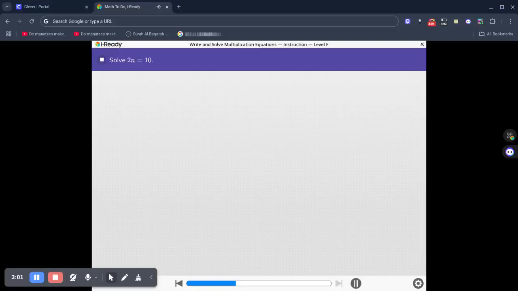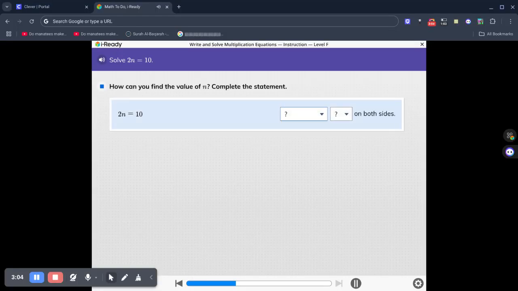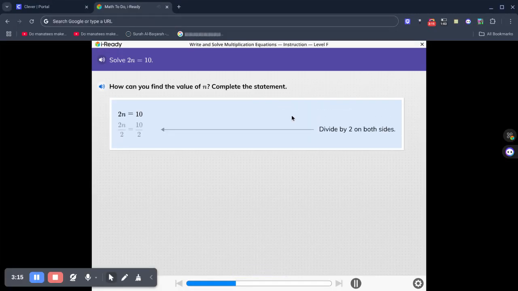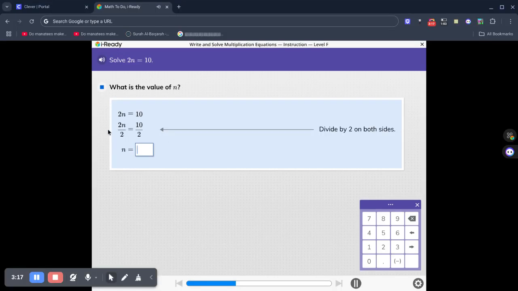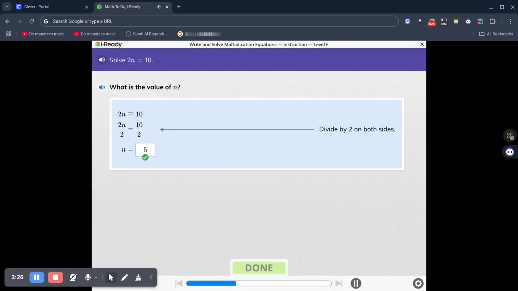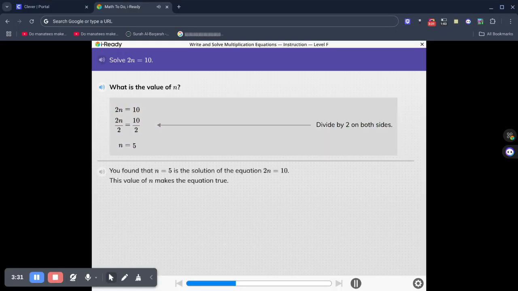Solve 2n equals 10. How can you find the value of n? Complete the statement. What is the value of n? You found that n equals 5 is the solution of the equation 2n equals 10. This value of n makes the equation true.